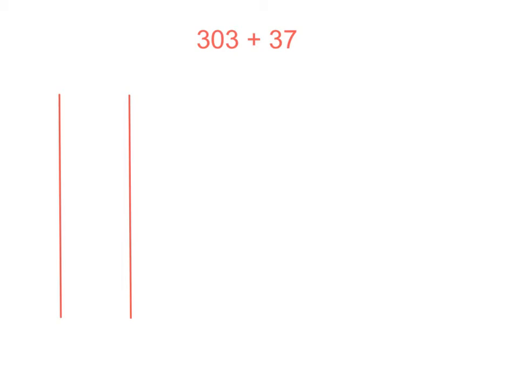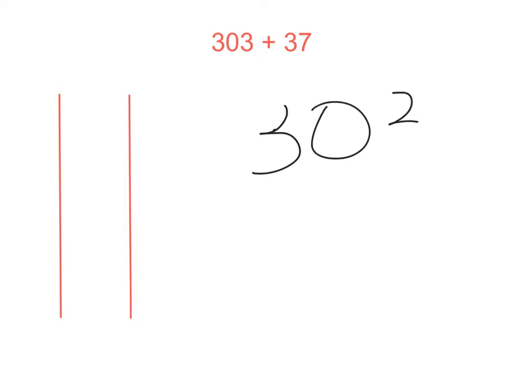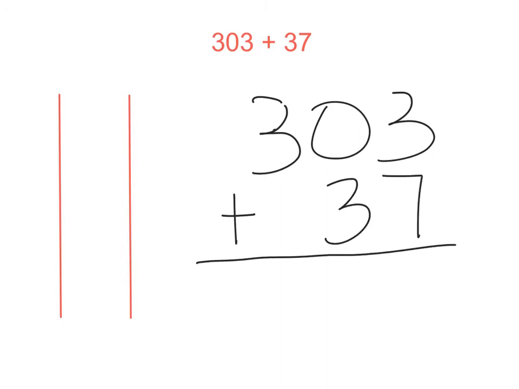First, I'm going to write my problem vertically. So I'm going to write 303 plus 37. Make sure I place my equal sign and make sure I line up my ones and my tens. Now over here, I'm going to use my place value chart to help me solve this problem. So remember, in addition, we draw both the top and the bottom number.